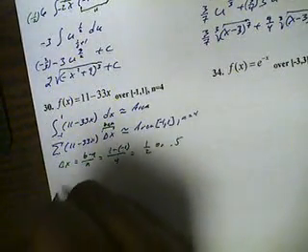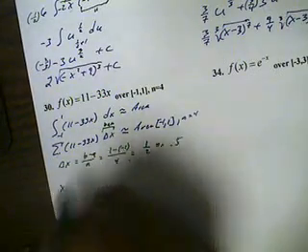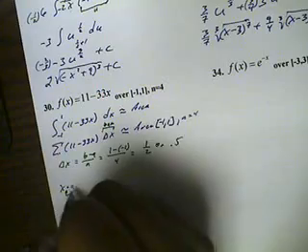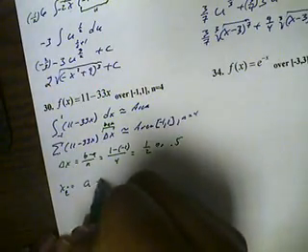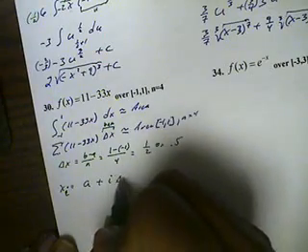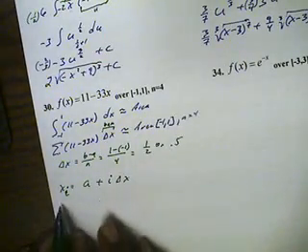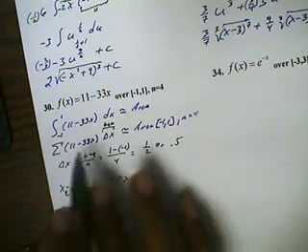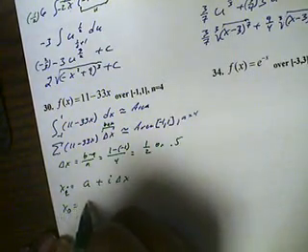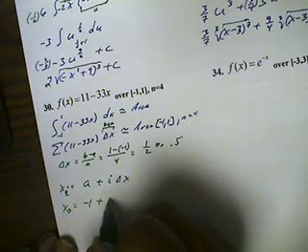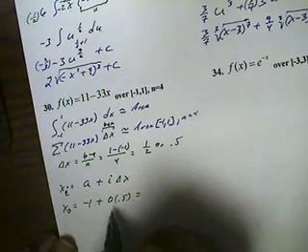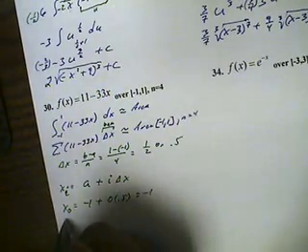Alright, so next we need to know what our x's are. Since we have 4, we need x0. Oh, sorry. The formula is x_i equals a plus i times delta x. This will give us our x's to put inside for those rectangles. So x0 gives us negative 1 plus 0 times 0.5, and that equals negative 1.